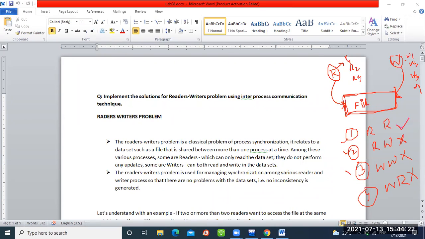Similarly, third case is writer. If both the writers simultaneously, it cannot be possible, okay, that means we will never allow both writers to access the file or shared resource at the same time. And fourth is your writer reader problem. Fine. Again, the fourth is not true. You will not allow it.